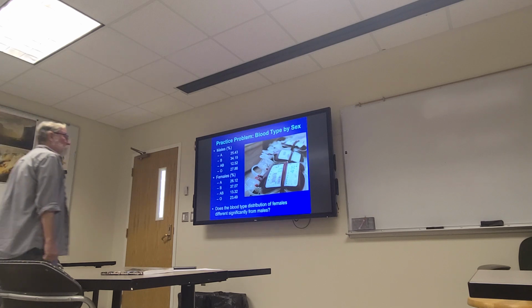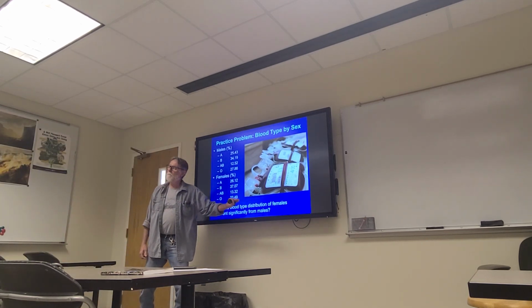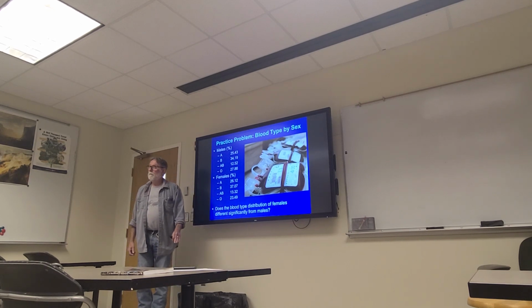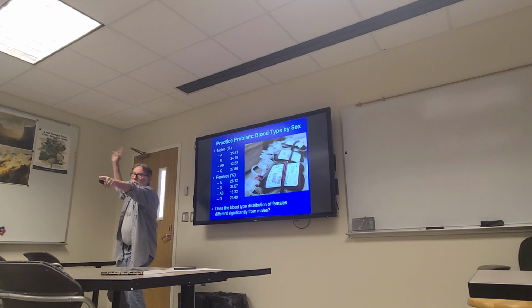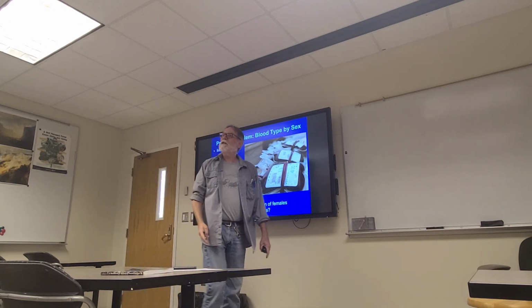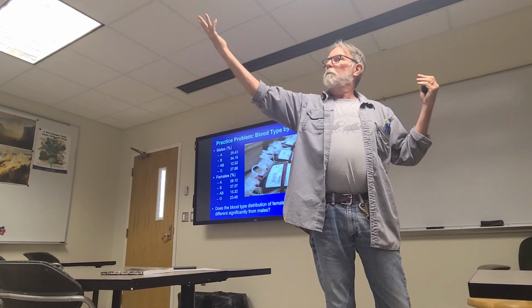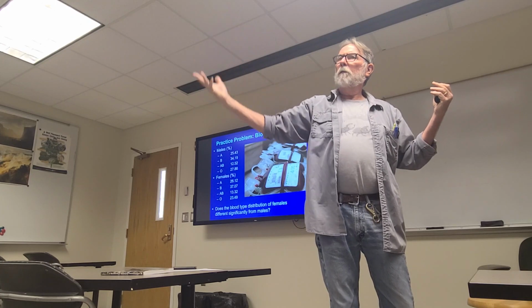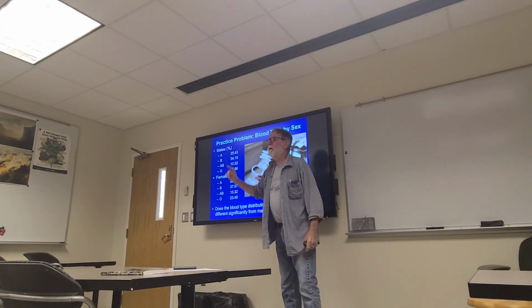So again, does the blood type distribution of females differ significantly from males? Which one of those is observed, which one is expected? Courtney's got it. The males would be the expected. Does this differ from that that we're holding up as males? So this is your observed, this is your expected. Now you're back to the races.